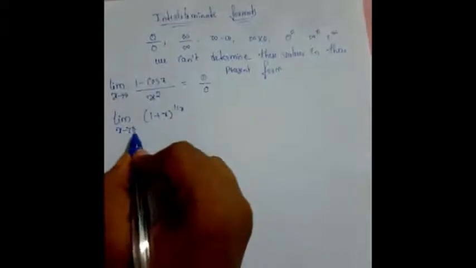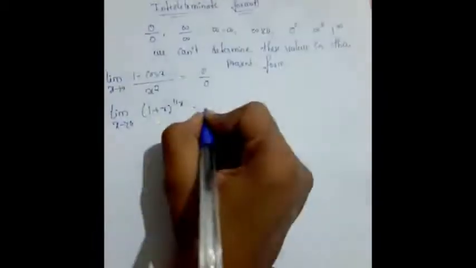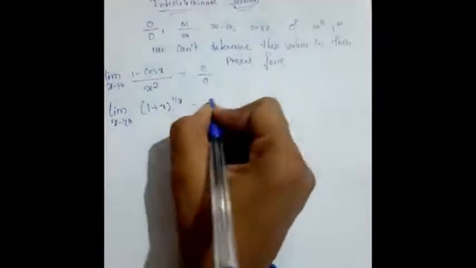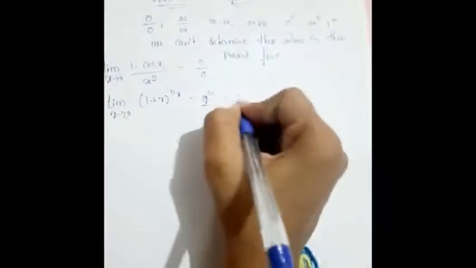If x is approaching 0, and you put the 0 value in this equation, you will get 1 plus x means 0. If you put it in the power above, what do you get? 1 plus 0 means 1, so 1 raised to infinity. This is also an indeterminate form.